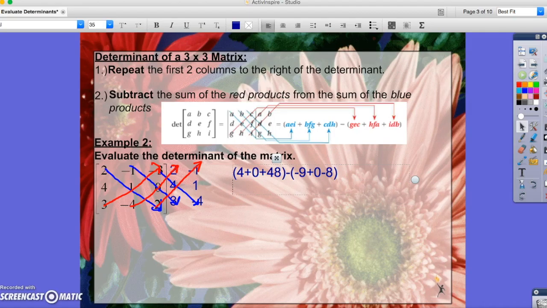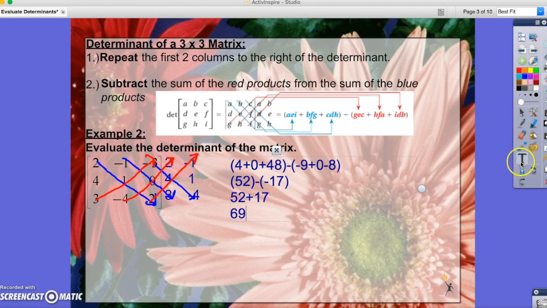Now from here we simplify the parentheses. 48 plus 4 plus 0 is 52. Minus negative 9 plus 0 minus 8 is negative 17. So negative 52 plus 17, which is 69. So my determinant, my 3 by 3, is 69.